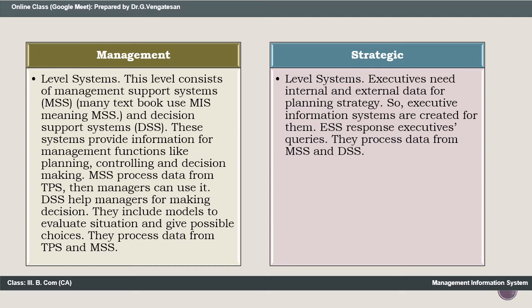So for planning, for making all the planning activities, the executors need information that has to be collected in both internal and external manner, and all those data are collected from the management support system and decision support system, because from the transaction processing system all the data are refined and it is used by different levels of management.